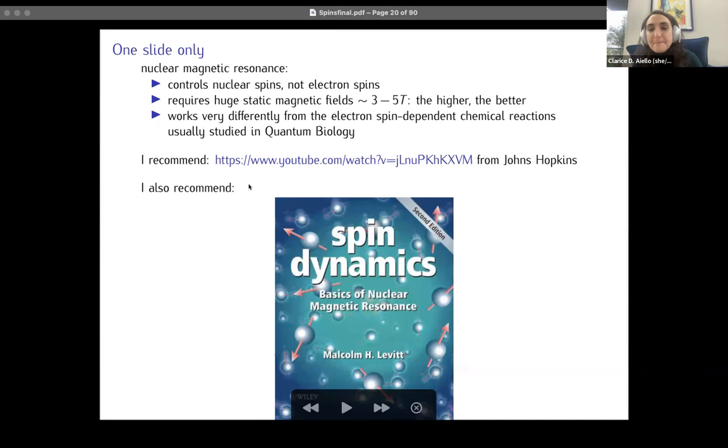And I just want to say that this works very differently from the type of electron spin dependent chemical reactions, and we're going to see what this means, that are usually studied in the spin flavor of quantum biology. So let's talk about the spin flavor of quantum biology.